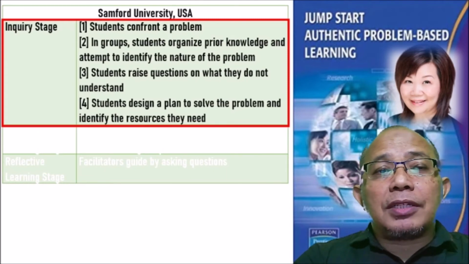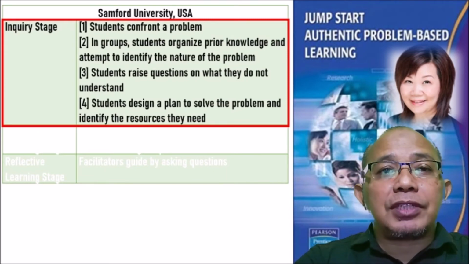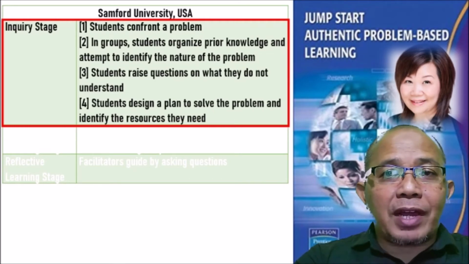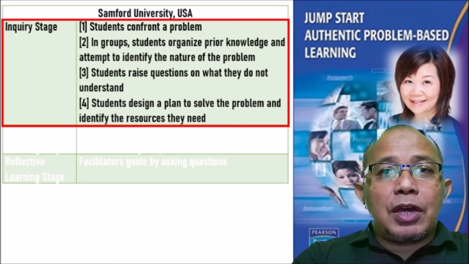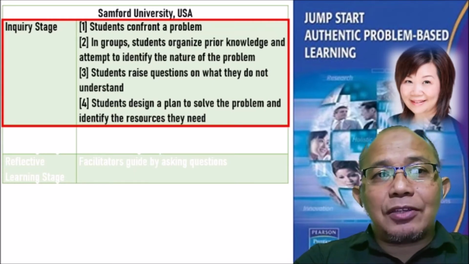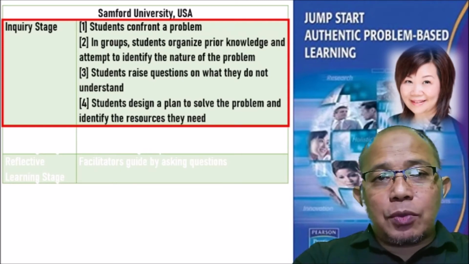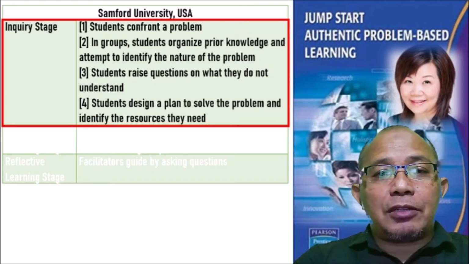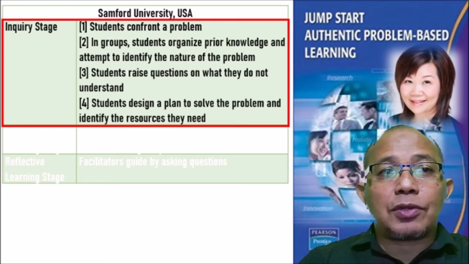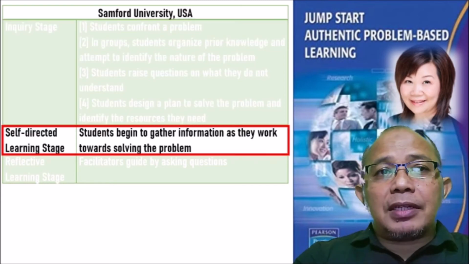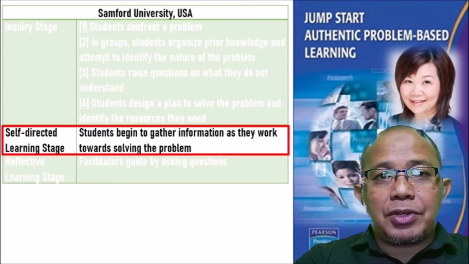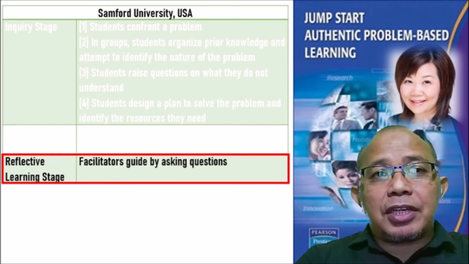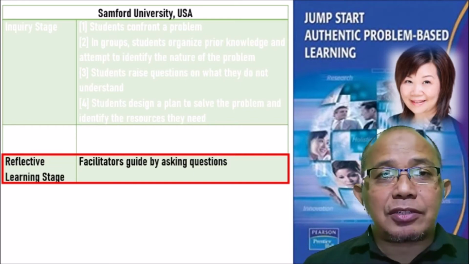The second model is from Stanford University, United States. The inquiry stage in this model includes 1, students confront a problem. 2, in groups, they organize prior knowledge and attempt to identify the nature of the problem. 3, students raise questions on what they do not understand. And 4, students design a plan to solve the problem and identify the resources they need. In the self-directed learning stage, students begin to gather information as they work towards solving the problem. In the reflective learning stage, facilitators guide by asking questions.